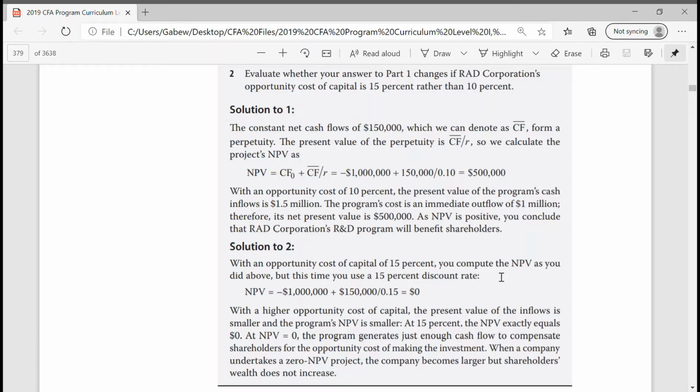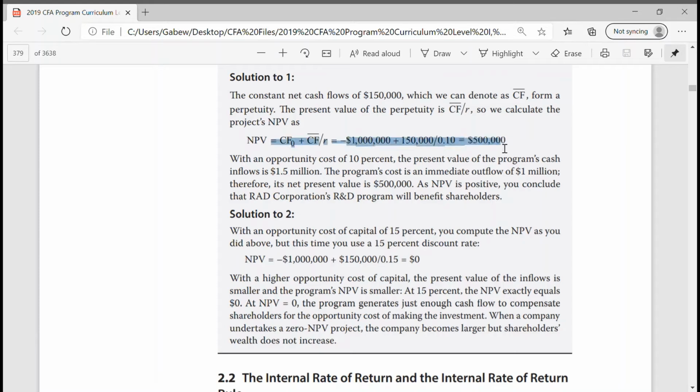But this time using a 15% discount rate. So you see these two lines, it's all the same, except now you are using 0.15 instead of 0.10. With a higher opportunity cost of capital, the present value of the inflows is smaller than the program's NPV. Is smaller at 15%.